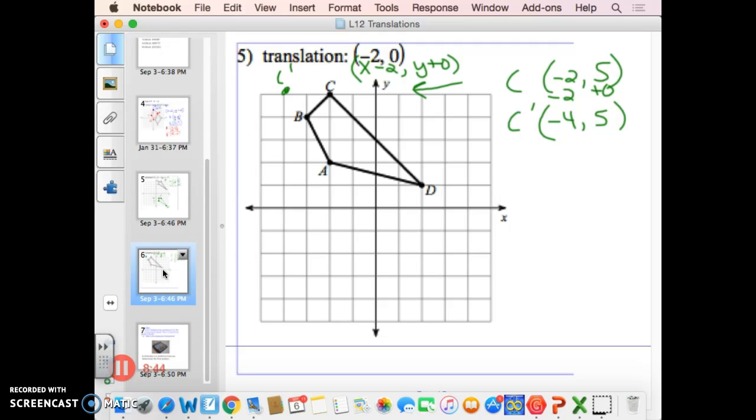Okay? So I'm just going to do it the easy way for the other coordinates. I'm just going to go back 2, back 2, back 2. And so my new shape has the same orientation. It has not flipped or rotated, but it is just slid over to the left.